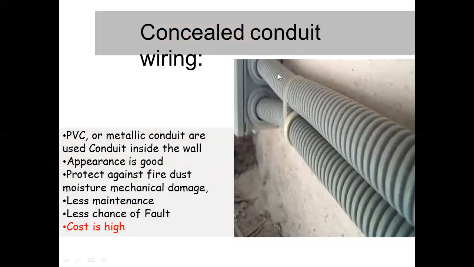But this is a concealed conduit. Another type is concealed, where the conduit or cable cannot be seen on the wall. After the plastering, this will be placed inside the wall. So the PVC conduit is used inside the wall. Nowadays we are preferring the concealed conduit wiring system for houses or for commercial buildings. So less maintenance cost, less chance of fault conditions, but the cost is very high for the concealed conduit wiring system. But the protection is very high against fire, dust, moisture, mechanical damage.